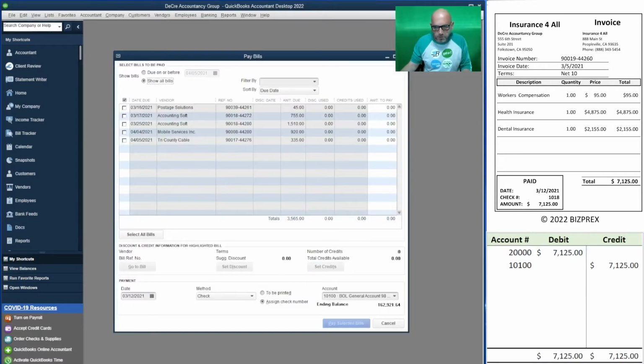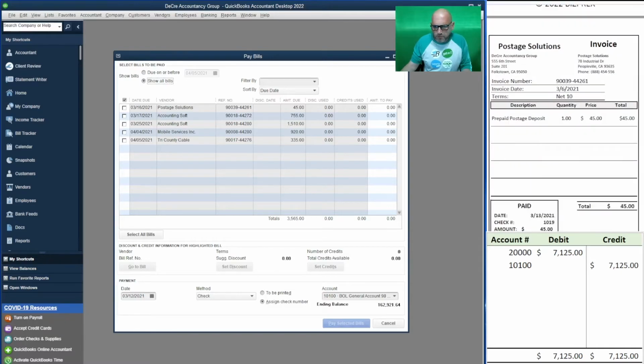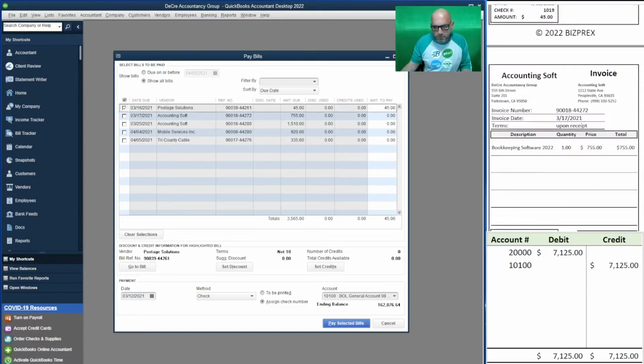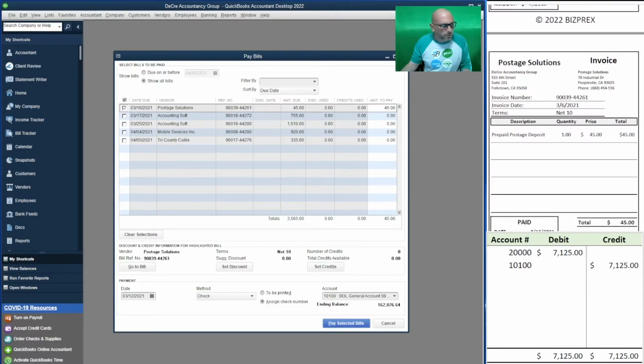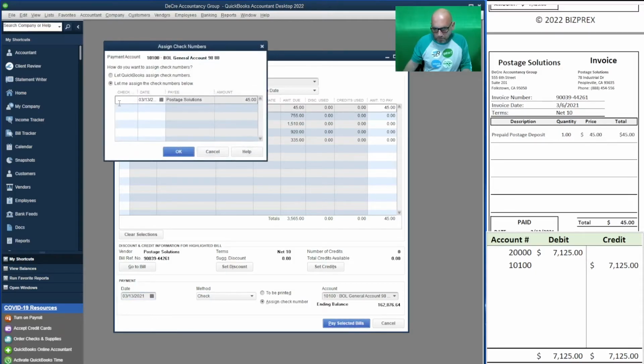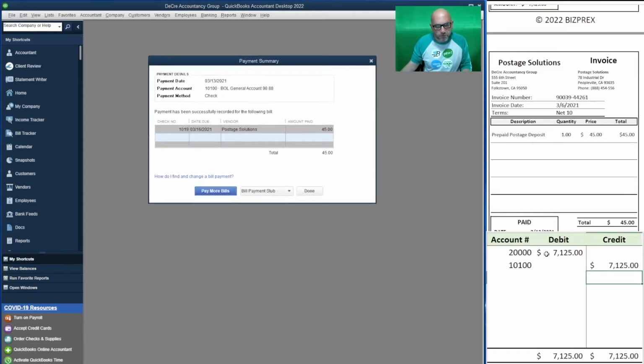All right, paying more bills. What else we have? We have the 45 prepaid postage. Okay. 13th, here it is. Pay selected, same thing. Right? Okay. So here it is, $45. Again, please note, none of the expense accounts are impacted, only the accounts payable and the account that we're using to pay accounts payable. In this case, it's our bank account. So here it is.